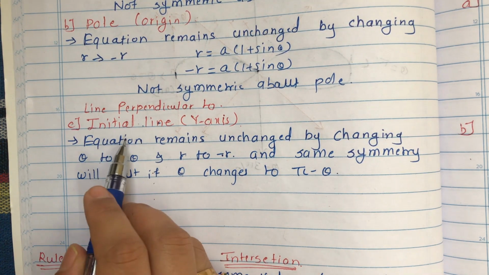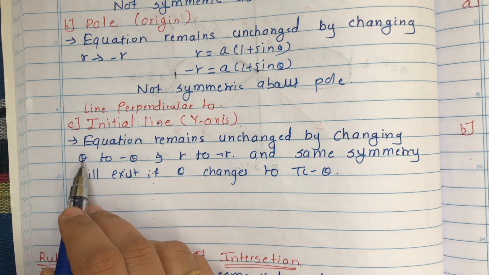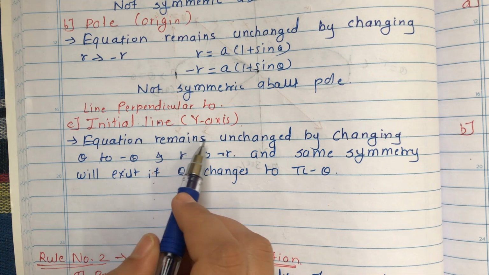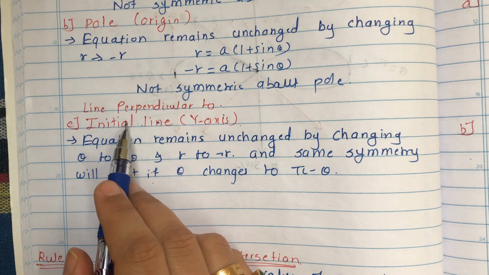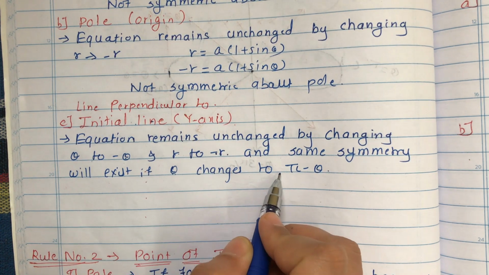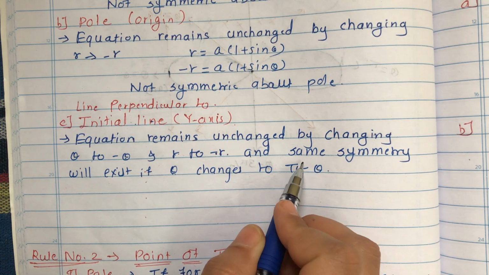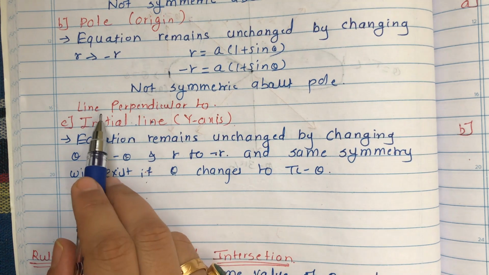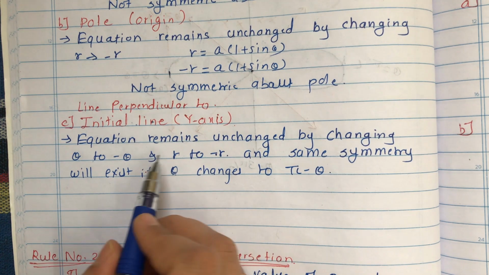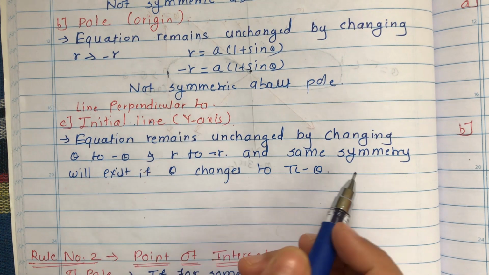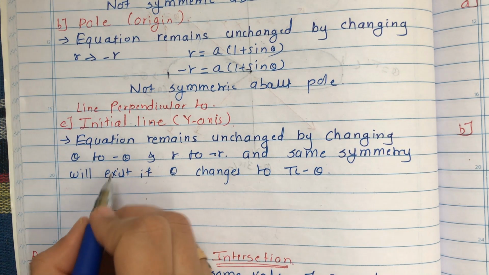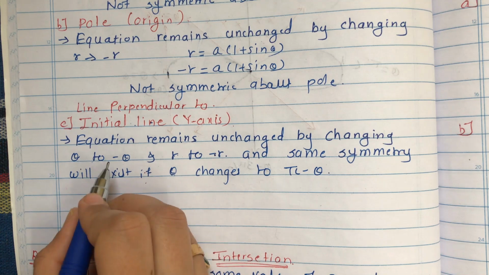So there are two conditions. First, if we replace θ by minus θ and r by minus r, and the equation remains unchanged, then it is symmetrical about the line perpendicular to the initial line. And second, if θ changes to π minus θ and the equation remains the same, then also it is symmetric about the line perpendicular to the initial line. If the first condition fails, then we can apply the second one. We will first check the first condition, which is to replace r by minus r and θ by minus θ.